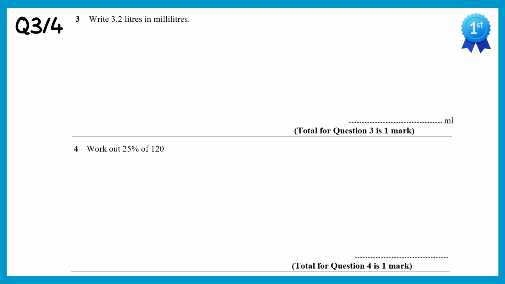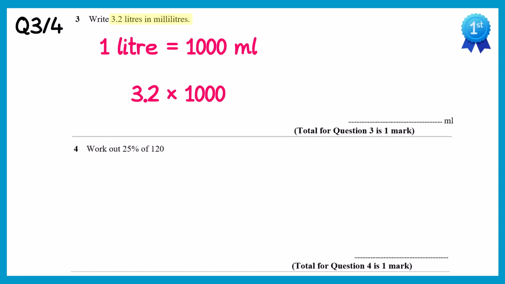For question 3, we need to convert 3.2 litres into millilitres. You should know that 1 litre is the same as 1000 millilitres. Since we have 3.2 litres here, we need to multiply 3.2 by 1000. You can use your calculator to do this, and the answer is 3200.